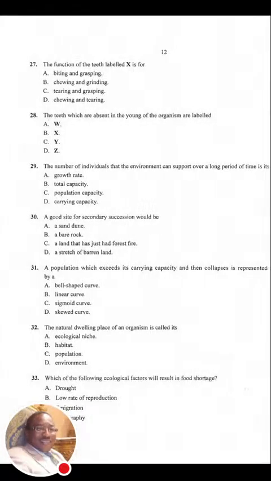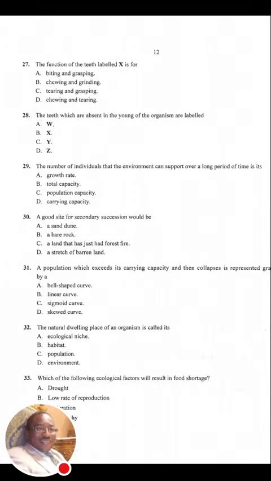Let's go to number 29. The number of individuals that the environment can support over a long period of time is its: A, growth rate; B, total capacity; C, population capacity; D, carrying capacity. Please, over a long period of time, the correct answer that shows individual organisms in an environment can be supported is called population capacity.